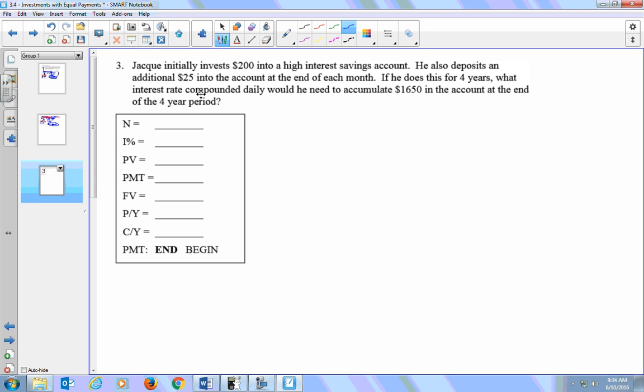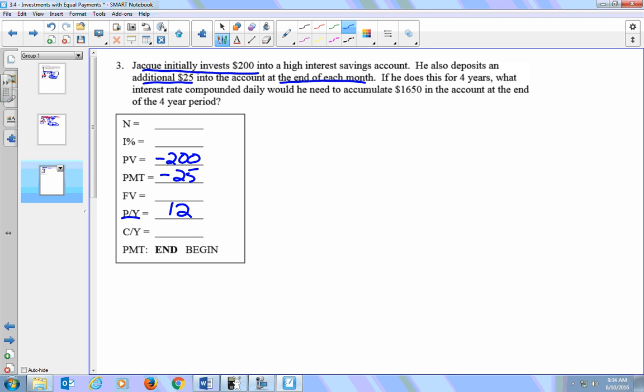Okay, so he initially invests $200 into the account, so that's an out-of-pocket expense. So any initial investment is a negative present value. So we put that in there. He also deposits an additional $25, so that's going to be his payment amount, into the account at the end of each month. So if he's doing it at the end of every month, his payments per year are going to be 12.